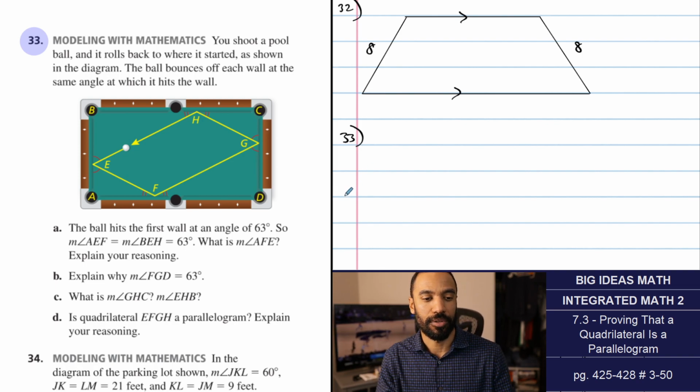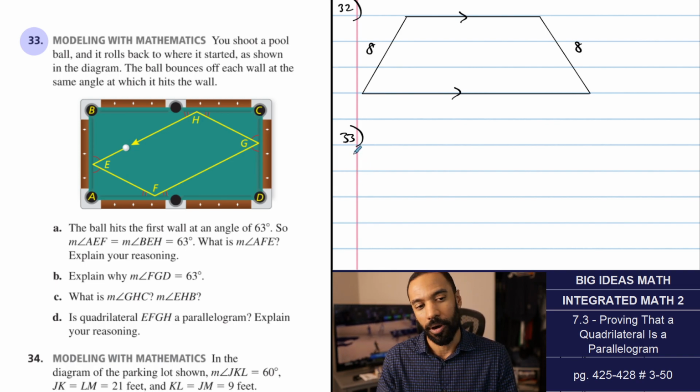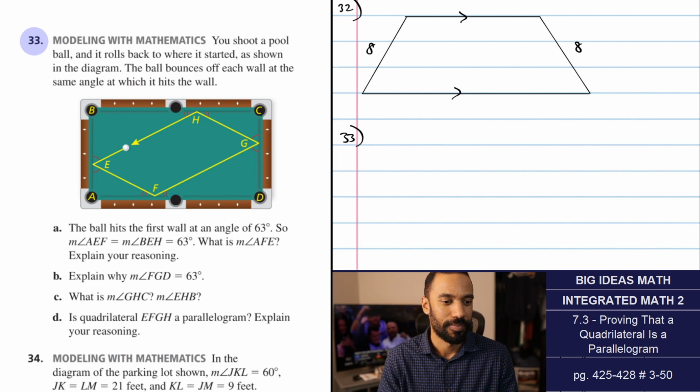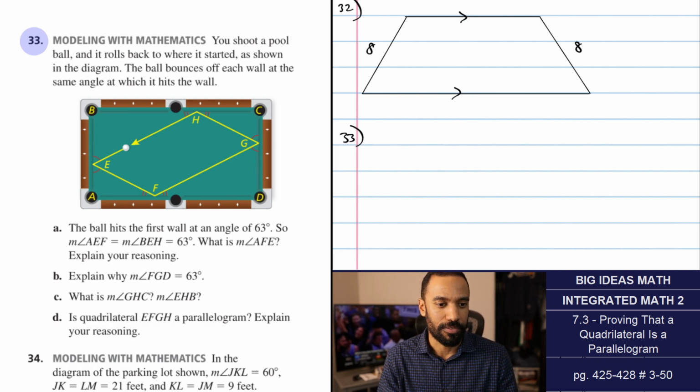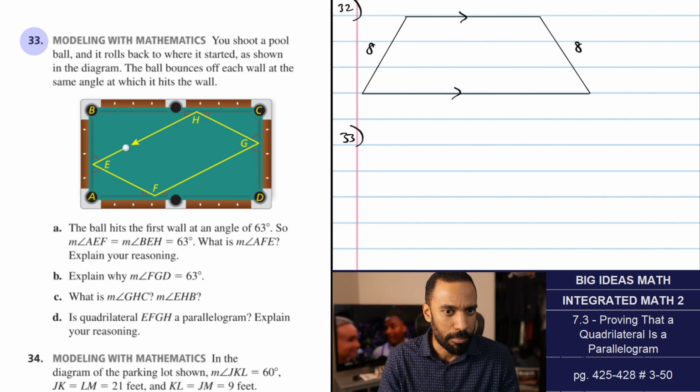Number 33, modeling with mathematics. You shoot a pool ball and it rolls back to where it started, as shown in the diagram. I think I've done that before. The ball bounces off each wall at the same angle where it hits the wall. The ball hits the first wall at an angle of 63 degrees. If that's not marked, I'm going to do that.